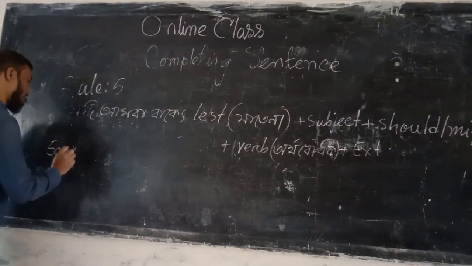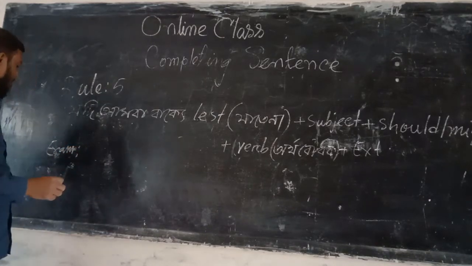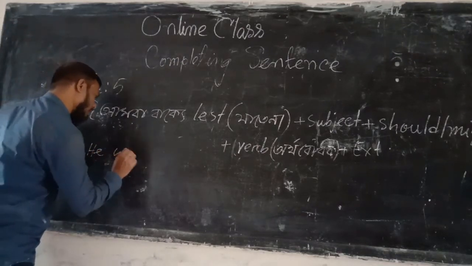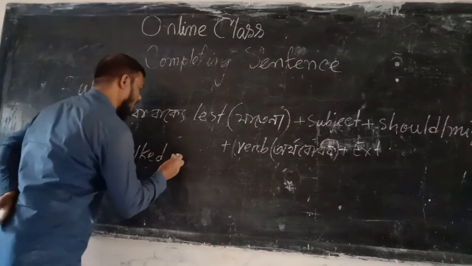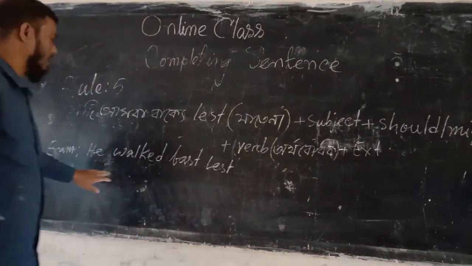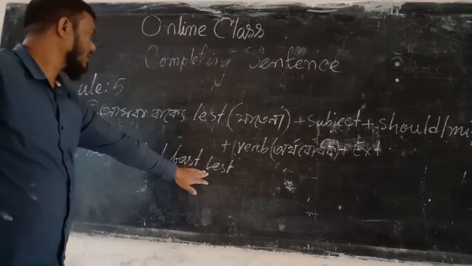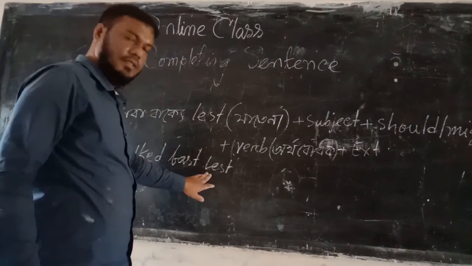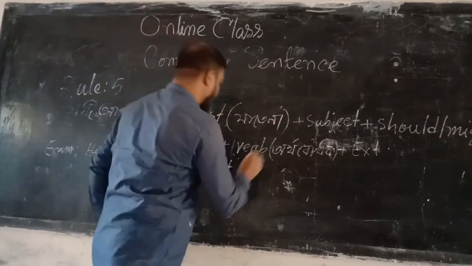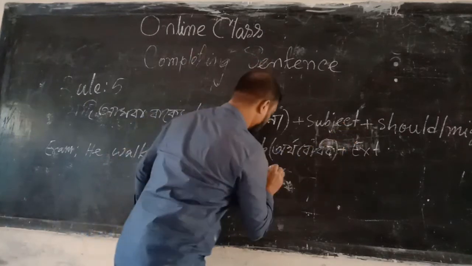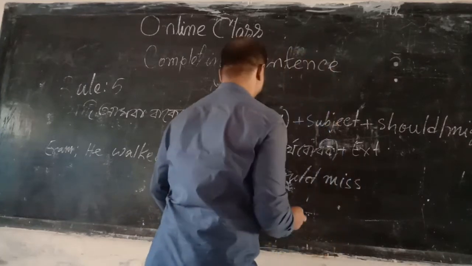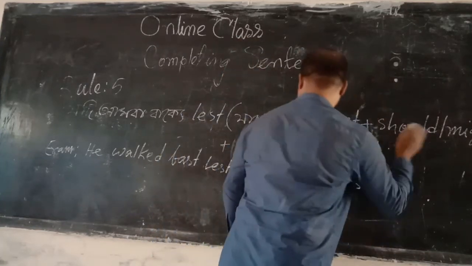Example: he walked first, lest. We have found the word lest in the sentence, so we have to complete the sentence in this way: lest, then the subject he, then should, then the meaning, the extension.